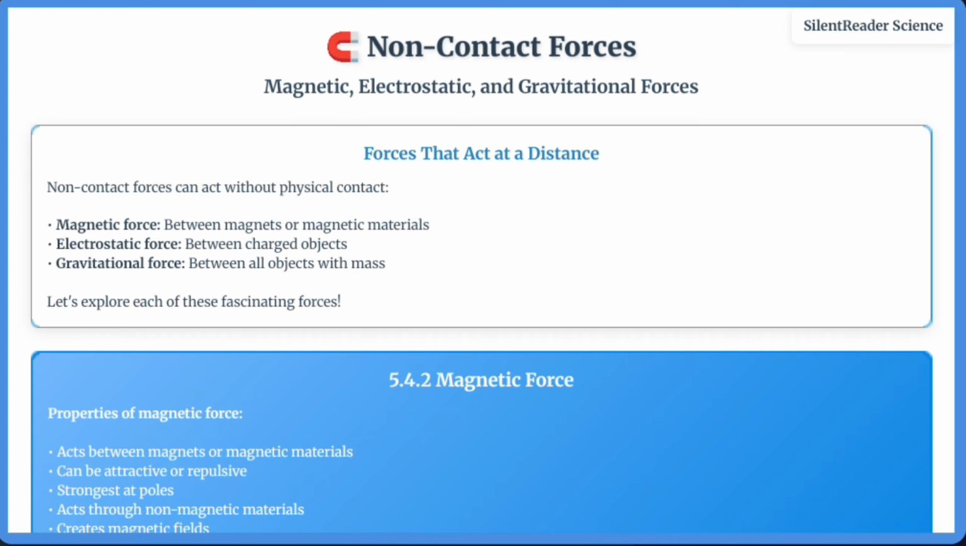Now let's explore non-contact forces that act at a distance without physical contact. Magnetic force acts between magnets or magnetic materials and can be either attractive or repulsive. It's strongest at the poles and can act through non-magnetic materials. In Activity 5.5, we'll explore magnetic force by bringing a magnet near iron objects without touching them and observing the attraction. Electrostatic force acts between charged objects.